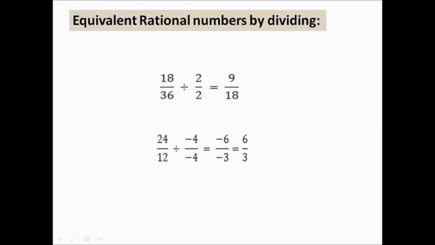In the previous example, you have learnt how to find equivalent rational numbers by multiplying the numerator and denominator by a non-zero integer. Here, let's learn how to find equivalent rational numbers by dividing. For example, 18 by 36 is divided by a non-zero integer 2 by 2 and we get 9 by 18. And 24 by 12 is divided by minus 4 by minus 4 and we get 6 by 3.